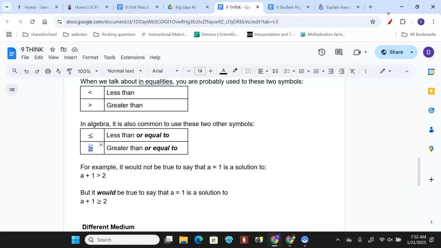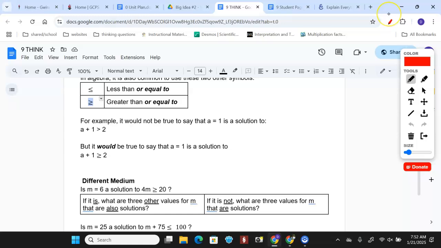The way that works, in this nice simple example below: is A equals 1 a solution to A plus 1 is greater than 2? It is not, because if I substitute a 1 in for my A, I get 2 on this side. Is 2 greater than 2? No, it isn't a solution because they're equal, not greater. But if I switch the sign to this one, greater than or equal to, same question, is A equals 1 a solution?